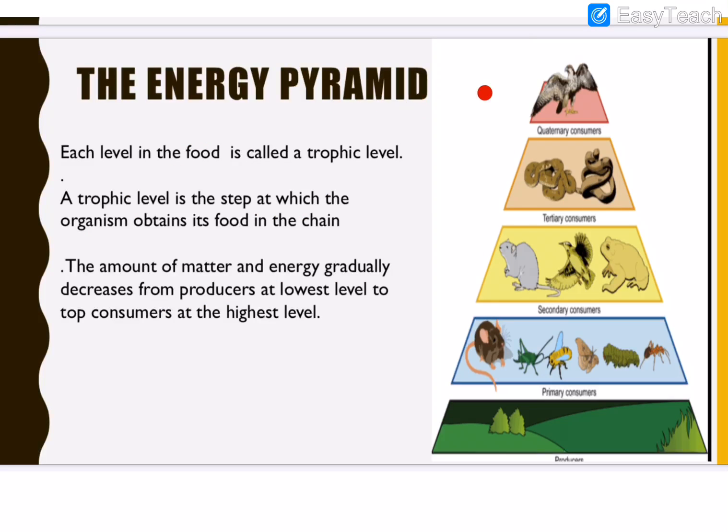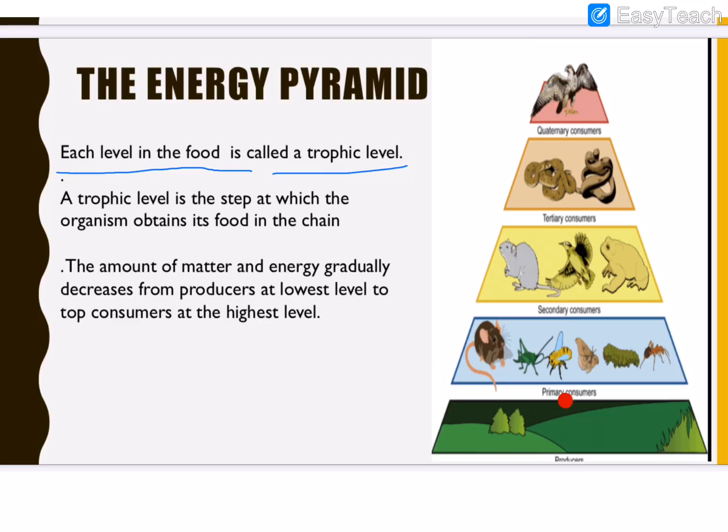Now we are going to discuss the energy pyramid. You can see a pyramid shaped chart in the figure. Each level in the food chain is called a trophic level. You can see the first level, plants, then primary consumers, secondary consumers, tertiary and quaternary consumers, or apex consumers. Top level means they are not further consumed by any other animals.